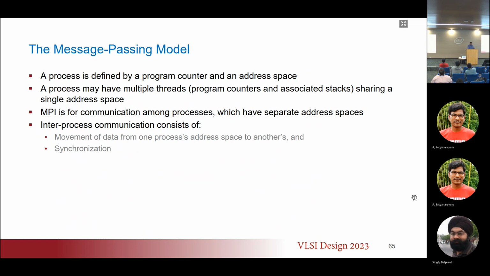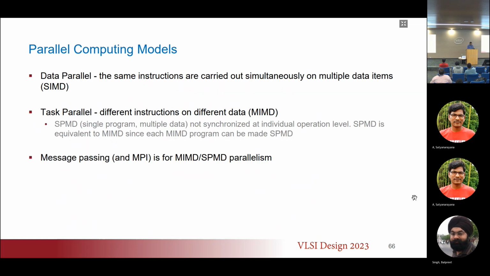So the message passing model. When you execute a job in a CPU, it's known as a process. And a process is defined by a program counter and an address space. A process may have multiple threads. Each thread will have a program counter and associated stacks, sharing the same address space. MPI, which is the message passing interface, is for communication among processes which have separate address spaces.